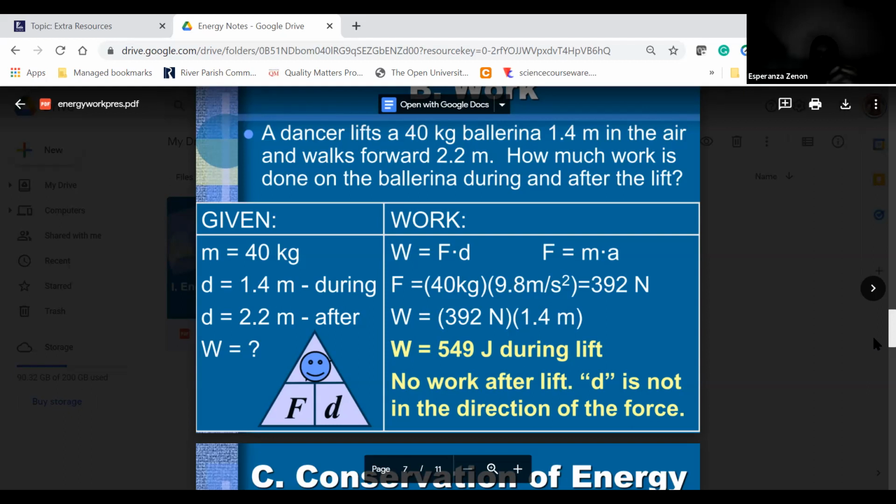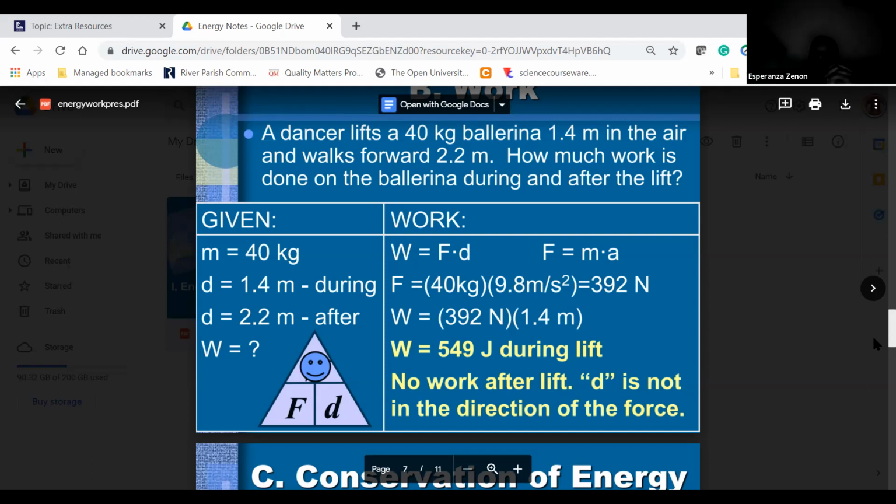Okay. Now, be careful here, because a common mistake is that students will take the 40 kilograms as your force. 40 kilograms is not the force. 40 kilograms is mass. To get the force, you have to multiply the ballerina's mass times the acceleration due to gravity. Why? Because that gives you the ballerina's weight. If you're going to lift the ballerina, you have to support the ballerina's weight.